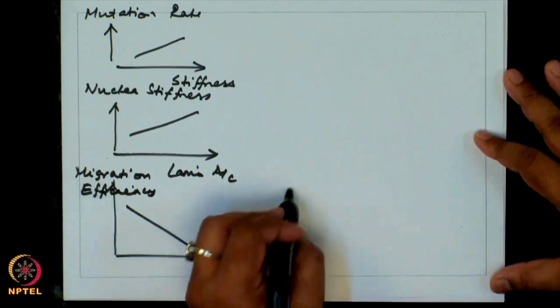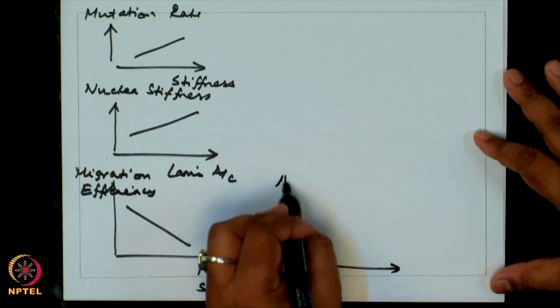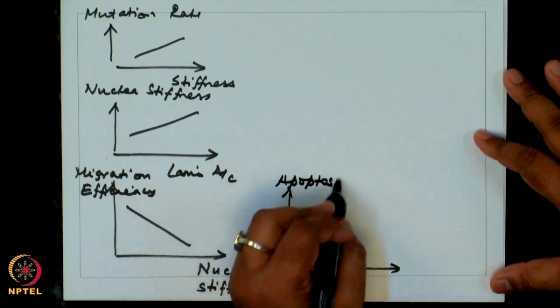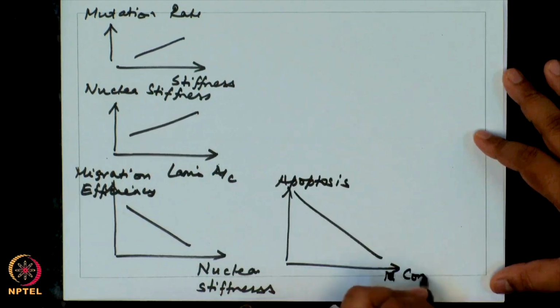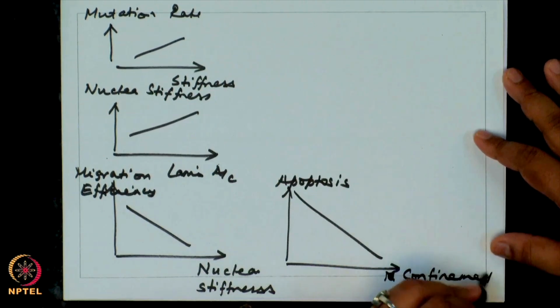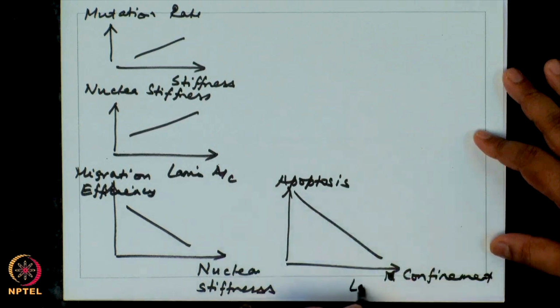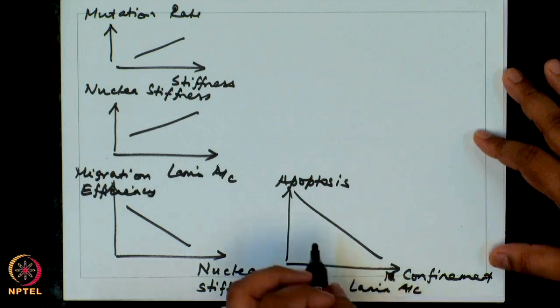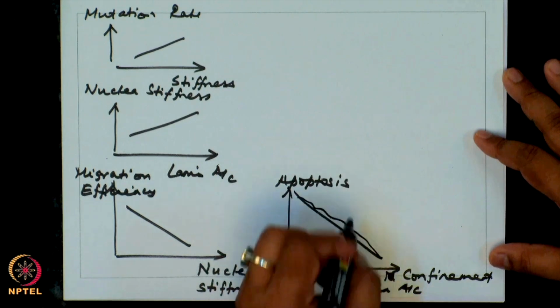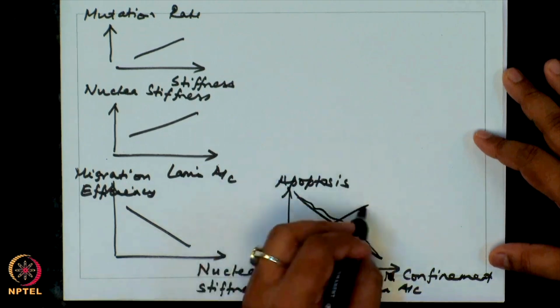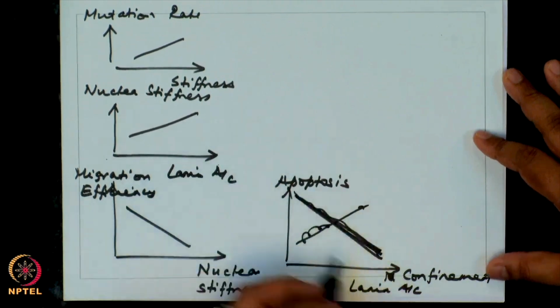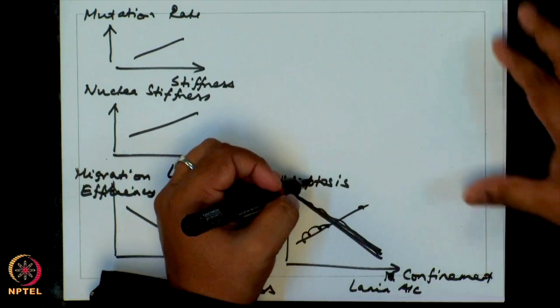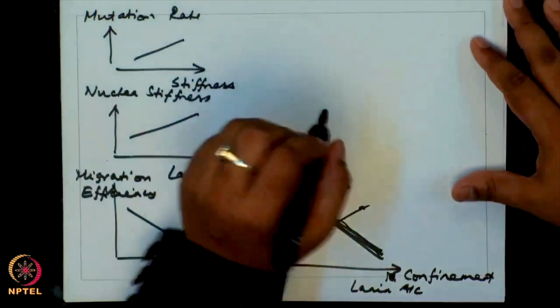And not just this connection, you also have higher apoptosis with increased nuclear stiffness, increased amount of confinement, and when lamin AC levels are low. Sorry, this is the other way around. No, this is right only. If you have low lamin AC levels, you have a higher amount of apoptosis. So, is there a link there?